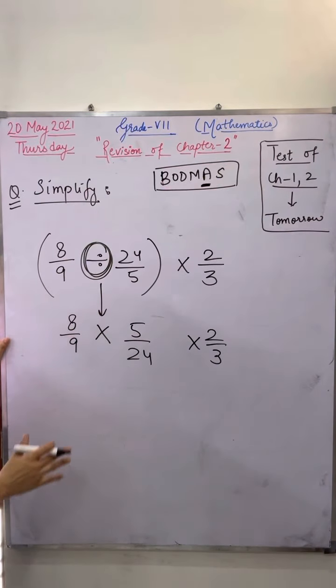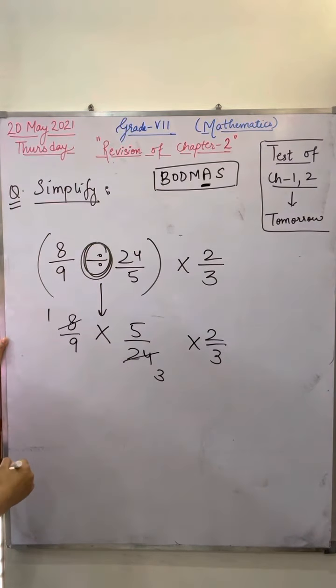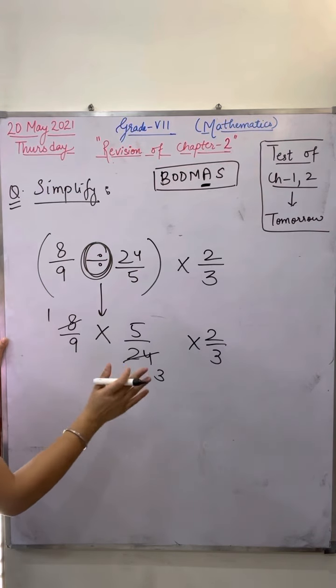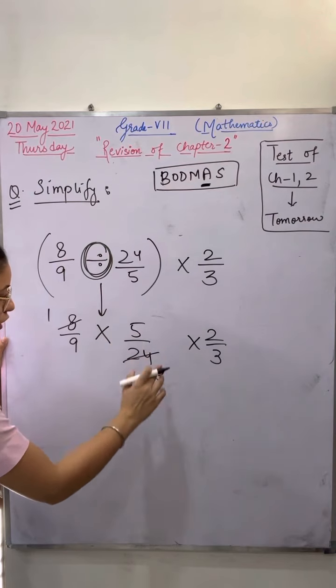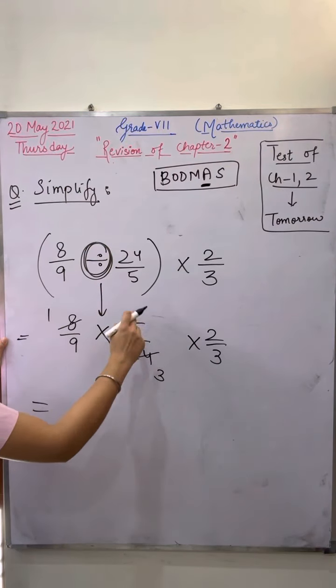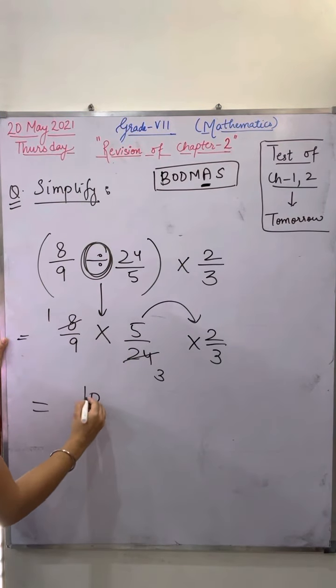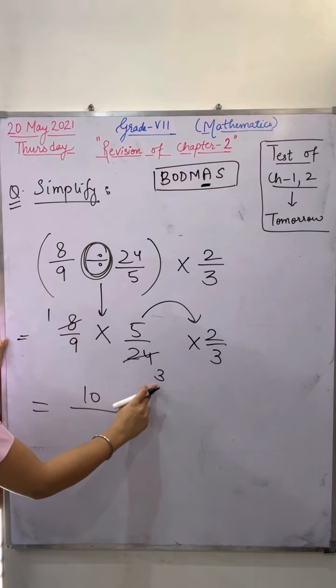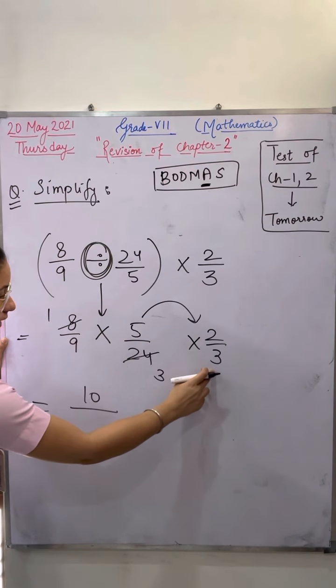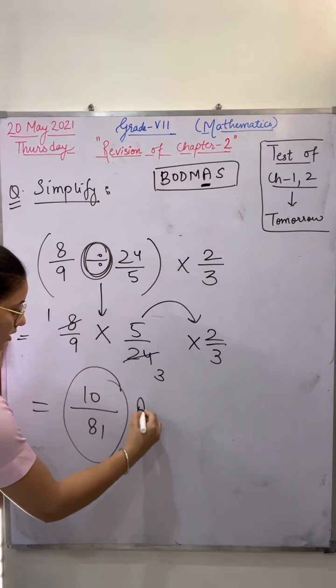You can cancel. On which table can we cancel, Sanchit? Ma'am, 8/24. 8 ones are 8, 8 threes are 24. Anything else? Nothing else, ma'am. No, now we can't cancel anything. 9 with 5, no. 3 with 2, no. 5 with 3, no. So what is left in the numerator? Ma'am, 10. Yes, 5 twos are 10 and 9 threes are 27, 27 threes are 81. And this is your answer.